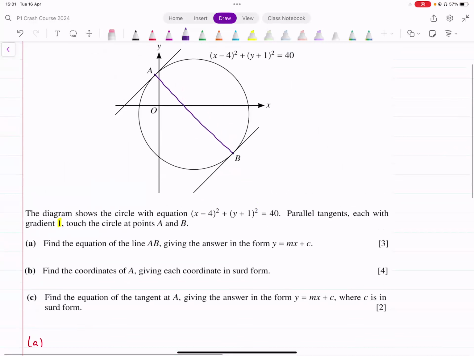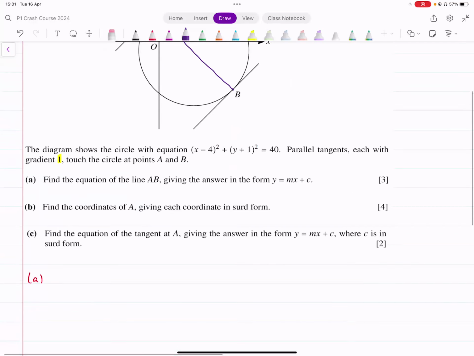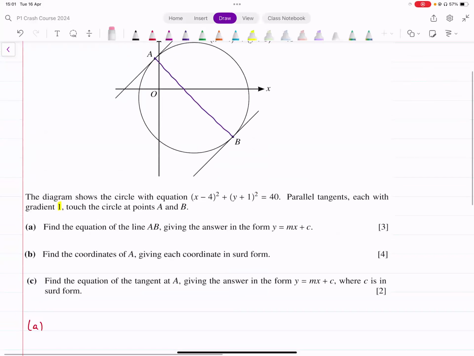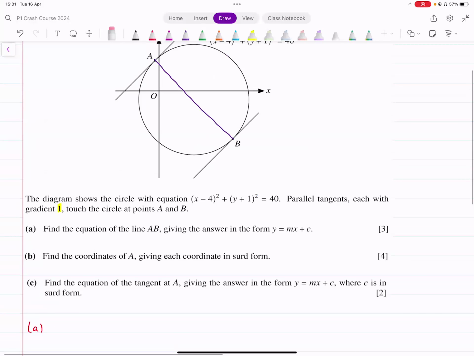Okay. Now, we have the gradient. In fact, we have the gradient given. Gradient is supposed to be 1. We know that, for the tangents, the gradient is 1. If the tangents have a gradient of 1, think about it. The line AB is going to be the diameter of the circle. How do we know that?